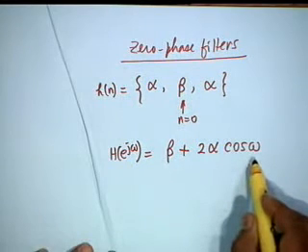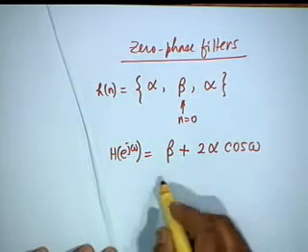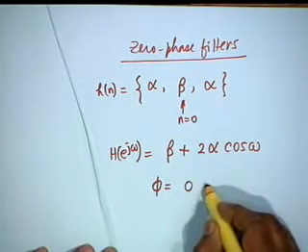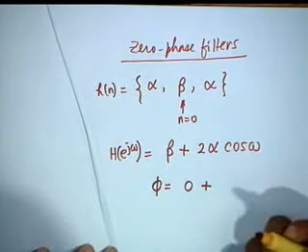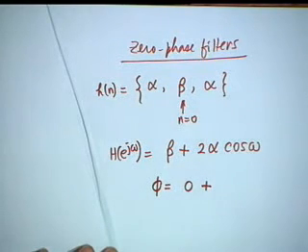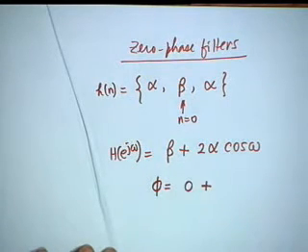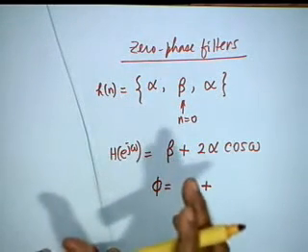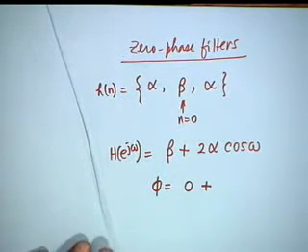This is a real quantity, but the phase is not 0 necessarily. The phase of this will be 0 plus a quantity which could be 0 or pi or twice pi or 3 pi or whatever it is. Conventionally, such filters are called zero phase filters, although the phase may not be 0 for the total frequency range. Phase may be 0 or pi or 2 pi and so on and so forth. But historically, it has gone in the literature. Such filters are called zero phase filters.